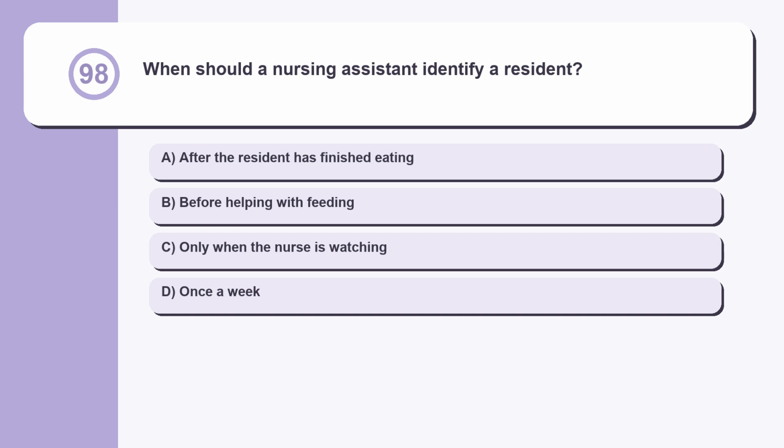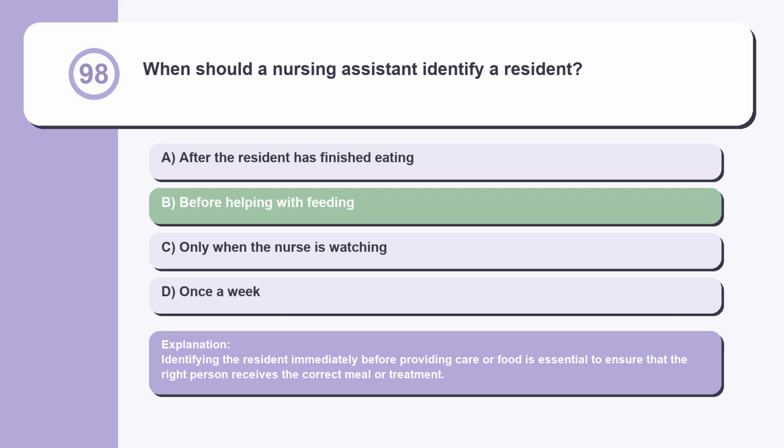Question 98. When should a nursing assistant identify a resident? After the resident has finished eating, before helping with feeding, only when the nurse is watching, once a week. Identifying the resident immediately before providing care or food is essential to ensure that the right person receives the correct meal or treatment.